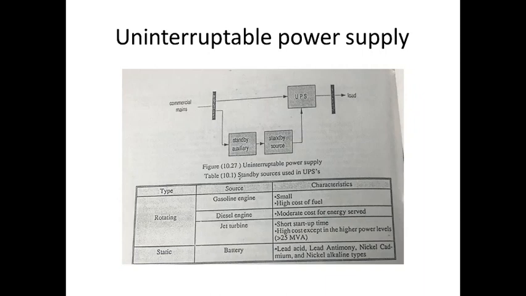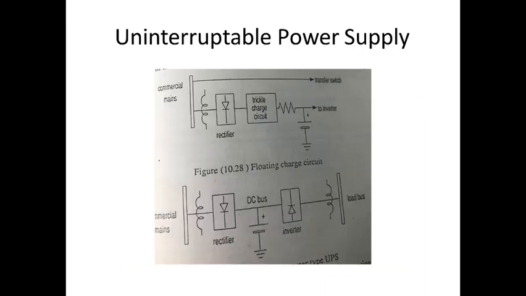The table shows the characteristics of both static and rotating standby power sources, as I already explained. Now, static converters. Static converters are mainly divided into two: one is the floating charge unit and the other is the rectifier inverter type. Both are shown in the figure. So first, we will discuss the floating charge circuit.